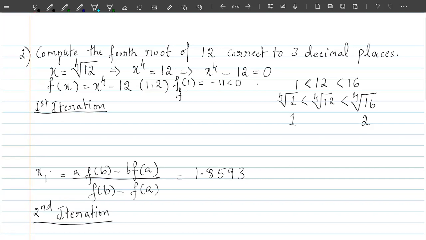And what will be f of 2? F of 2 is nothing but 2 power 4, 16 minus 12, that is 4, which is a positive value, which is greater than 0. So now, out of this minus 11 and plus 4, which number is more close to 0? That number is 2. That means the required root is close enough to 2 than to this number 1.